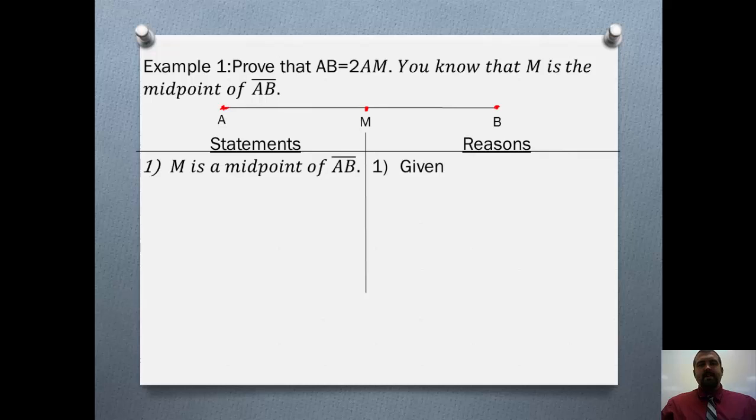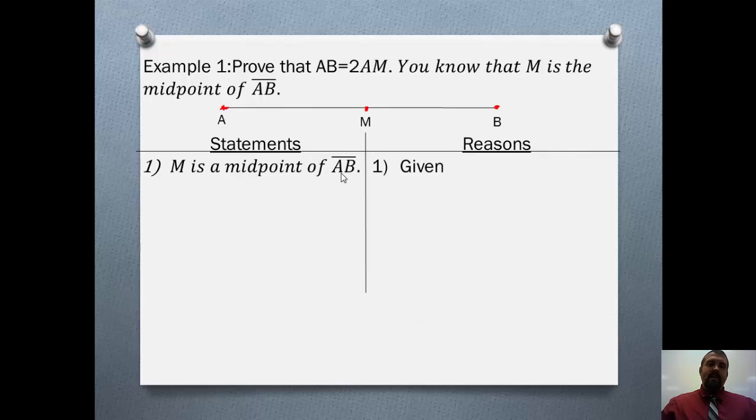Alright, so in example 3 here, I realize it says example 1, my bad. Prove that the length of segment AB is equal to twice the length of segment AM. You know that M is the midpoint of segment AB. So when I look at this shape here, the only thing I can say for sure is this part right here. M is a midpoint of segment AB, given.